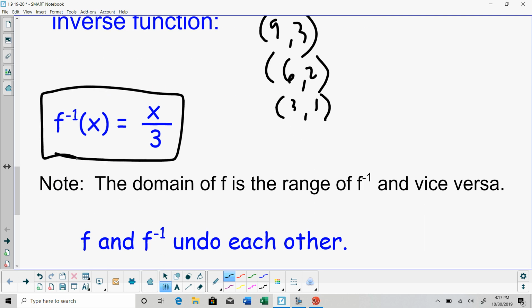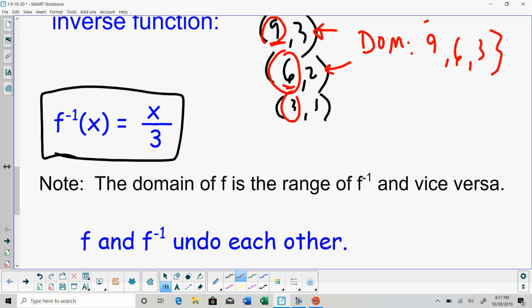f inverse of x is how we read that, and it will just be x over 3. So if I enter a 9 and I take 1/3 of that, I get 3. If I take 6, 1/3 of that is going to be 2, and so on. I want you to notice now what's the domain of this new inverse function. Well, the domain is going to be all these x values. So 9, 6, and 3 is going to be our domain, and our range is going to be all of these y values.